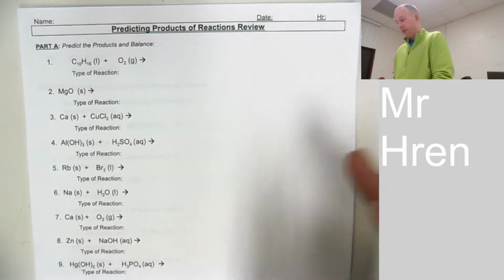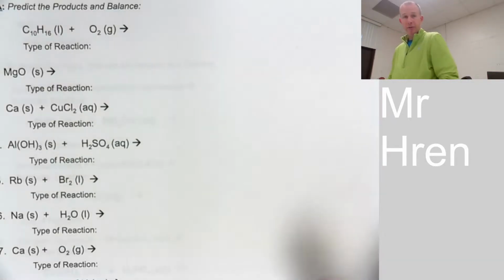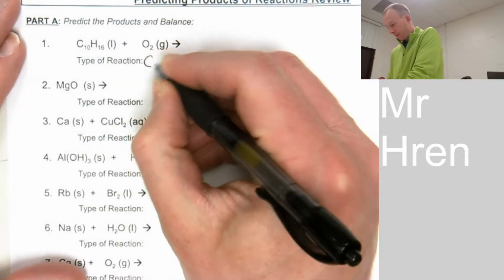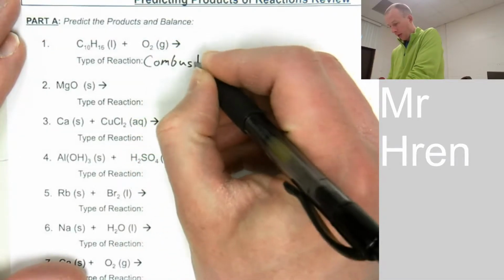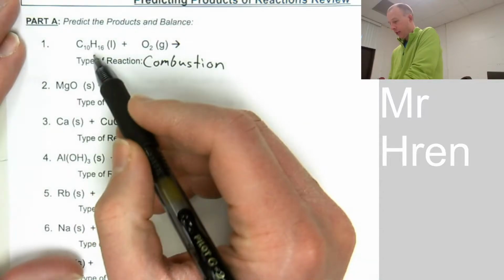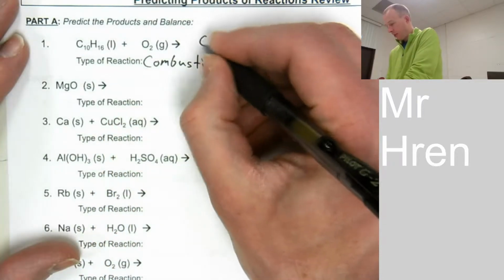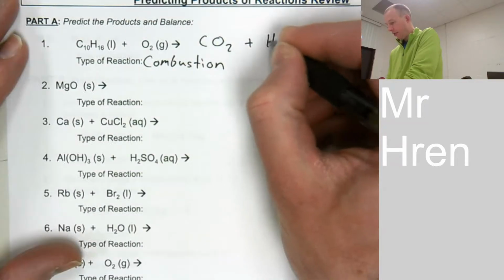To be able to do that, you first have to identify what the reaction type is by looking at it. So like this first one, this is a combustion reaction. We know it's a combustion reaction because we have carbon, hydrogen, plus oxygen. The products are going to be CO2 and H2O.